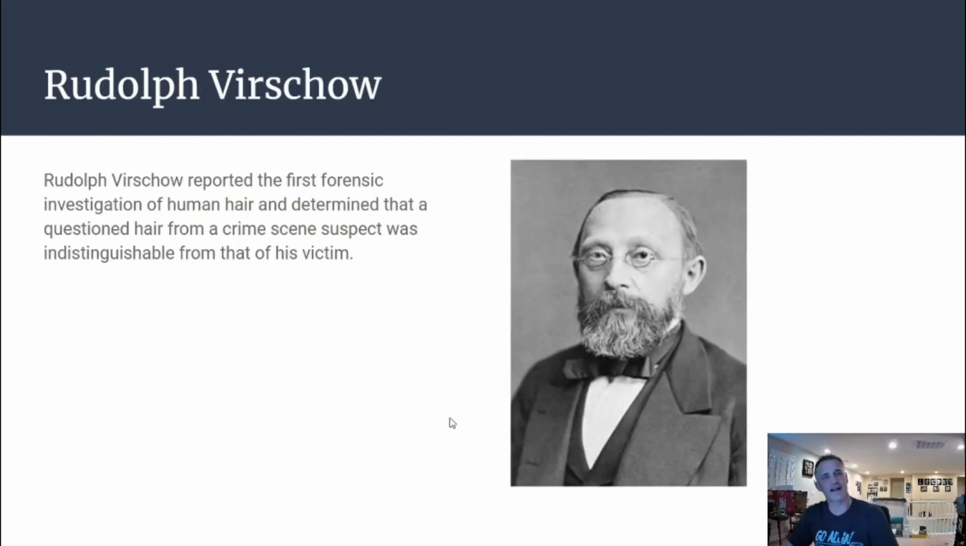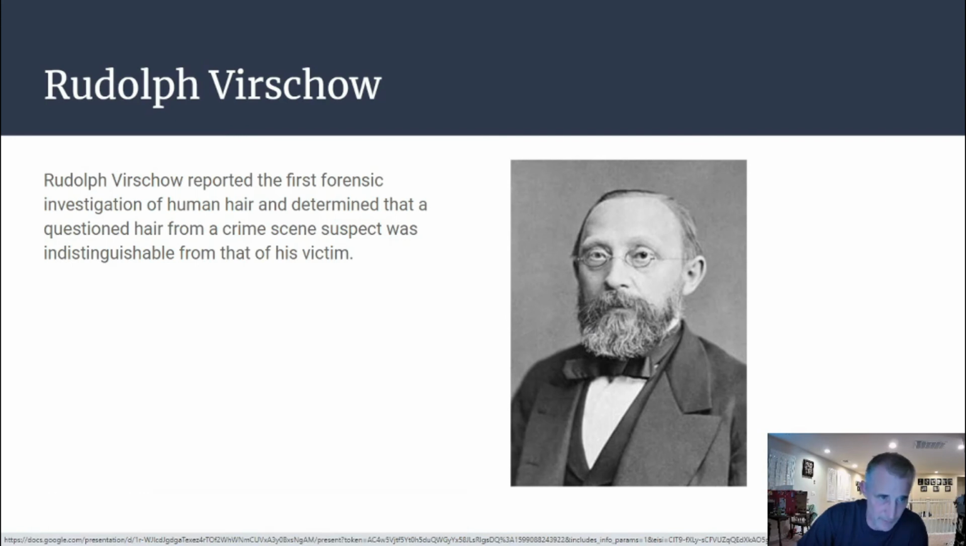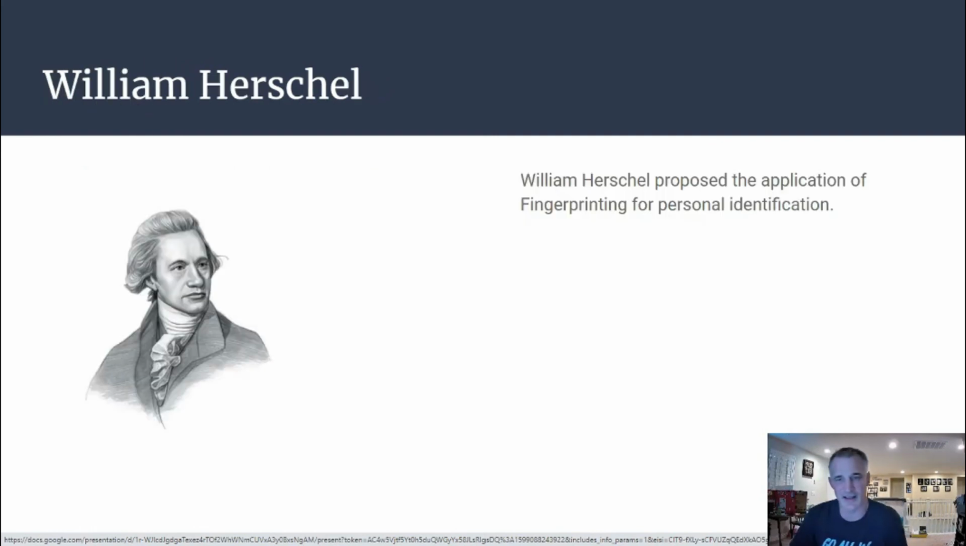Let's move on to Rudolph Virchow. This gentleman actually is famous for several things, especially in microscopy. But as far as forensics goes, he's one of the first to investigate human hair and determine that a questioned hair from a particular crime scene suspect was indistinguishable from that of a victim. So he was actually one of the first people to use human hair in presenting a case.